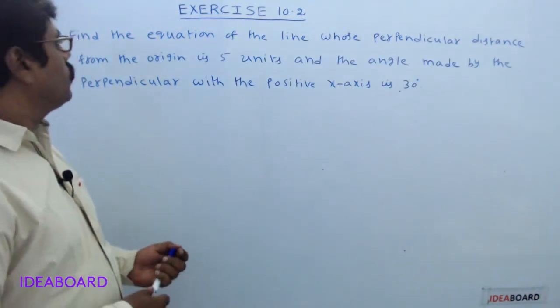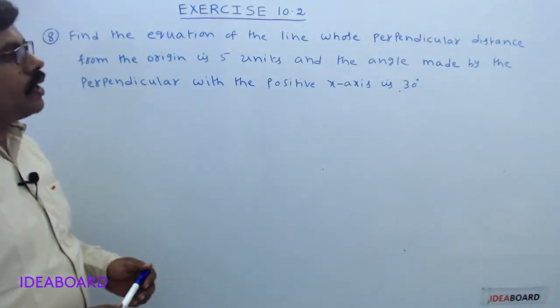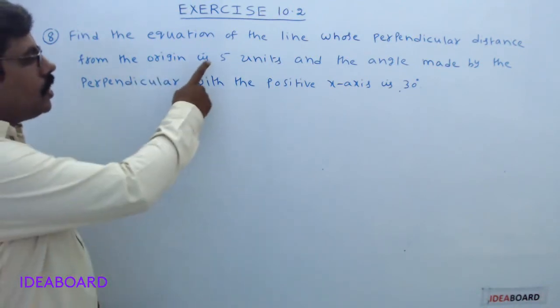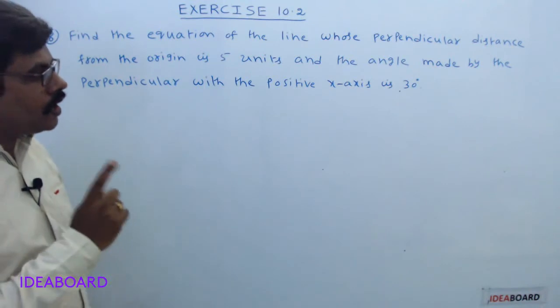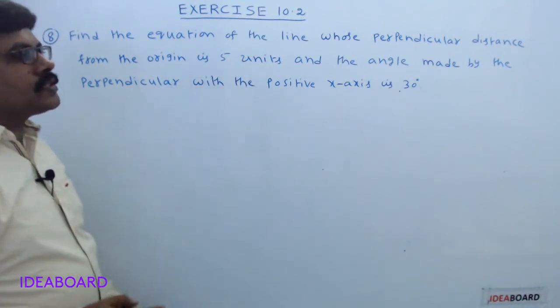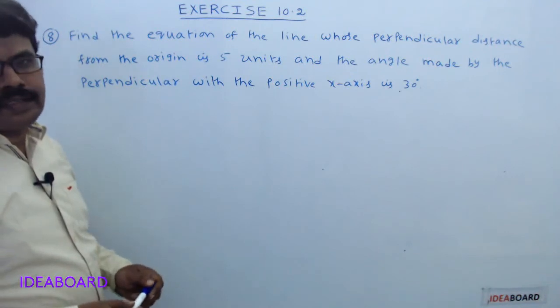Now see the next problem. Find the equation of the line whose perpendicular distance from the origin is 5 units and the angle made by the perpendicular with the positive x-axis is 30 degrees.